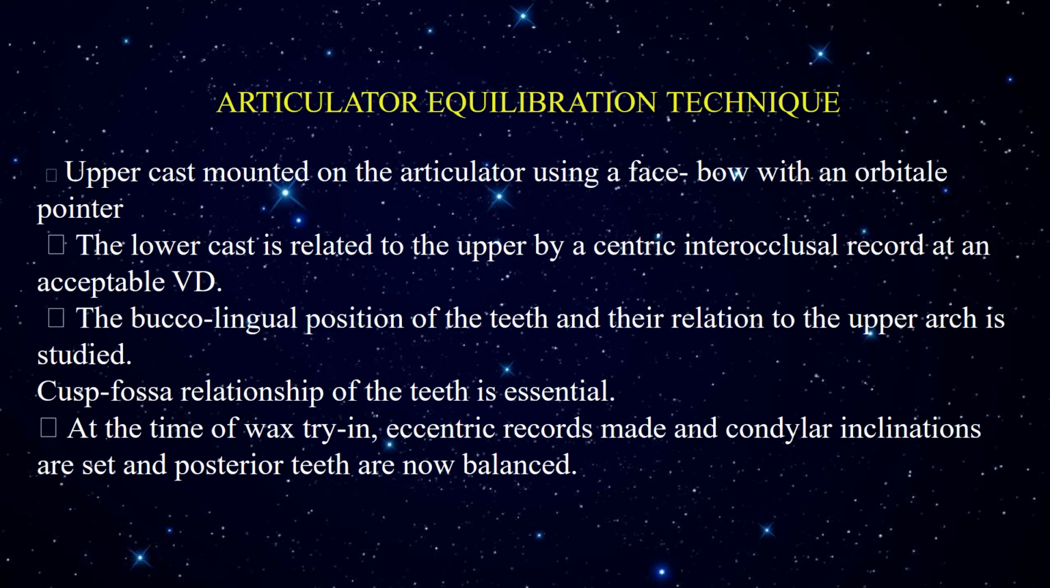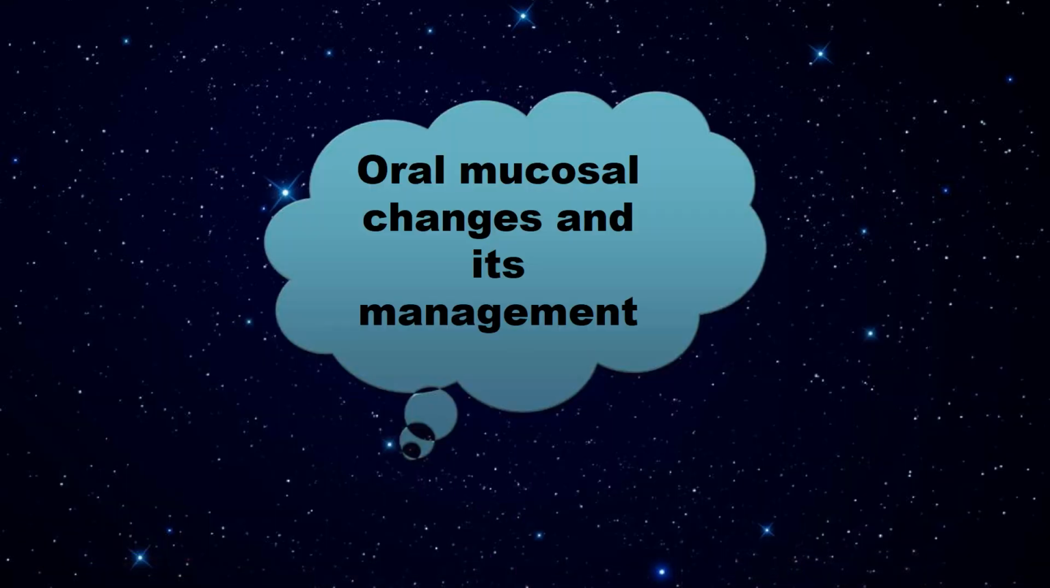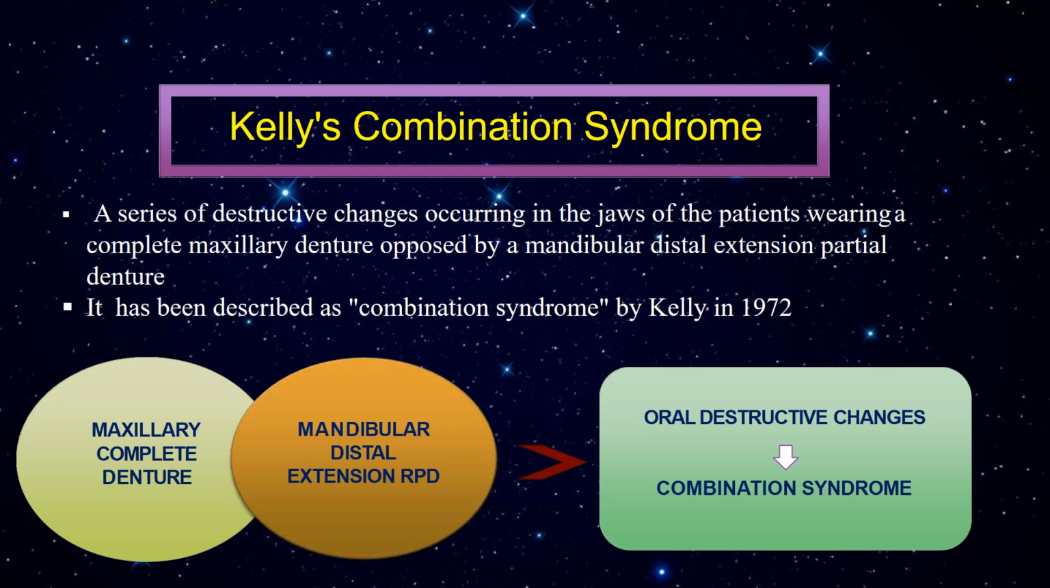So in the articulator technique, after the dentures have been processed, they are remounted onto the articulator, and the balancing occlusion is re-verified on the articulator itself, and the occlusal surfaces are modified till we get a bilateral balanced occlusion. Okay, so that brings us to the end of the complete dentures.